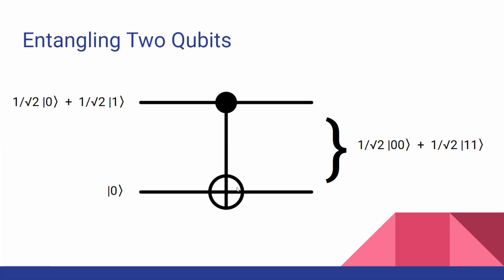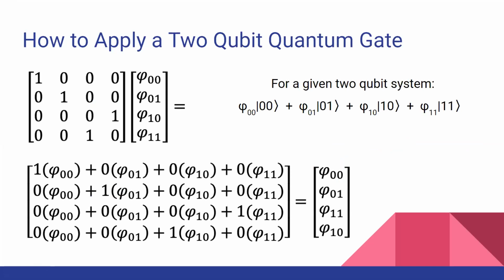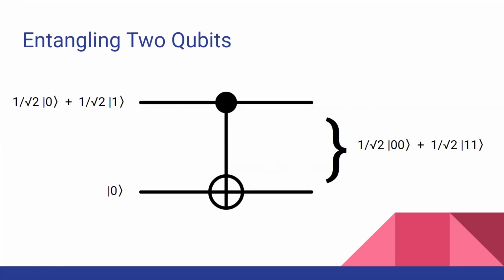And if you apply the math from this previous slide, you'll see that the output is actually that Bell state from earlier, where both the 0, 0 and 1, 1 states have equal probability of being measured. And so we were able to entangle these two qubits together.